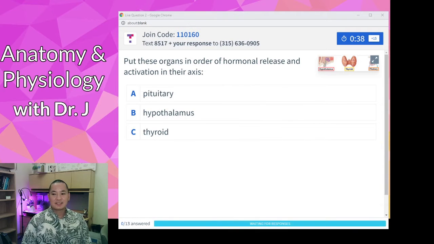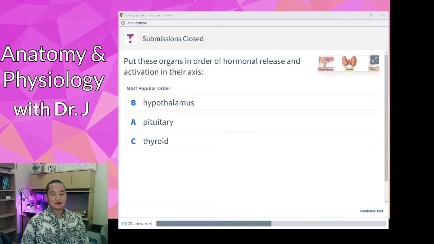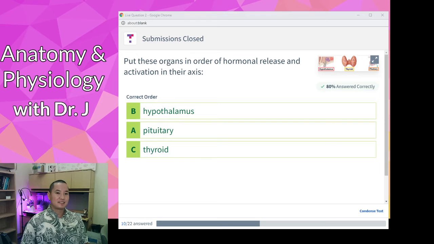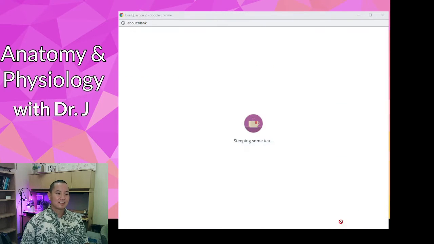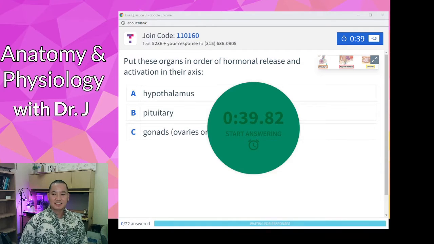So how about this axis? Here we have the pituitary gland and hypothalamus again, but now we have the thyroid gland. Alright, let's see the responses. Most popular order is hypothalamus, pituitary, thyroid. And yes, this is the HPT axis. That's the correct order. And final review question before we start our lecture.